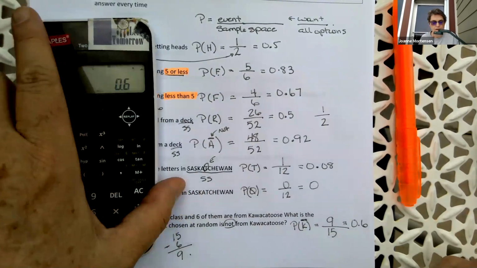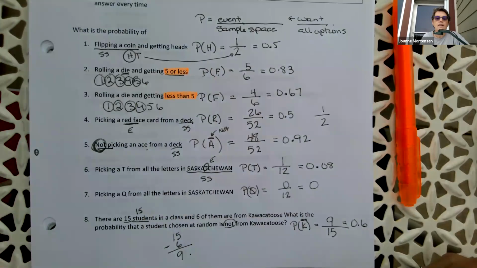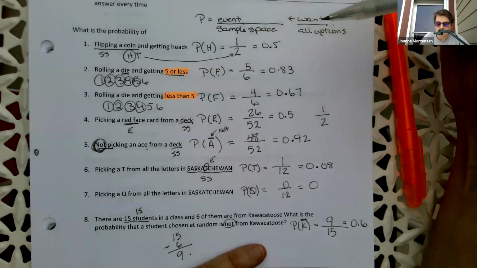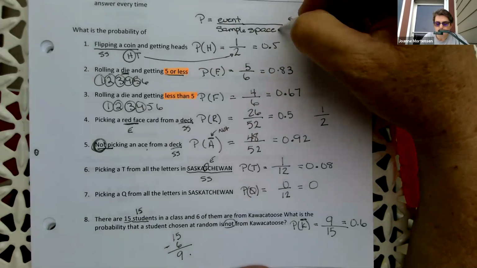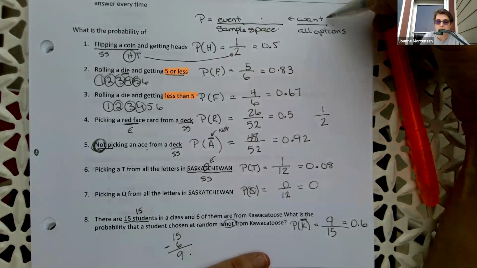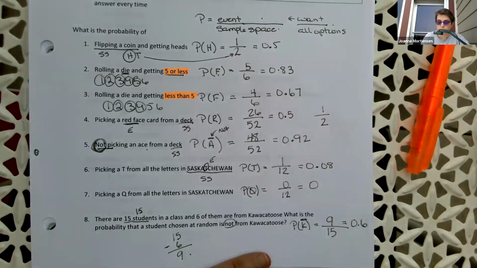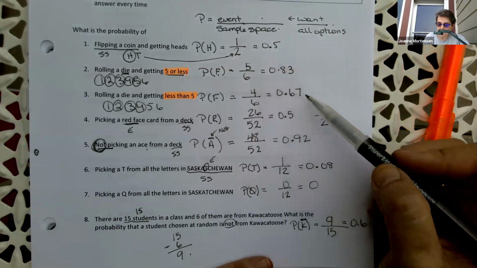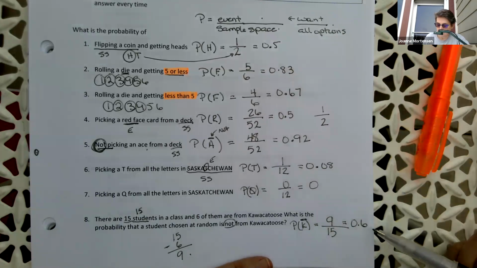Ta-da. So theoretical probability is pretty sweet. You're going to get the same answer every time, and it's always going to be event over sample space. So how many you have to choose from, and then the ones you want. What the question is asking you about. And every one of my answers is a decimal less than 1, check.